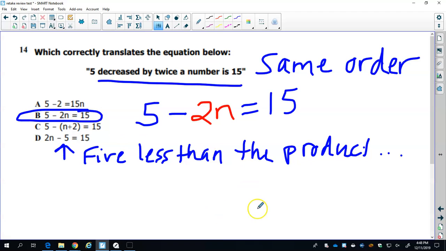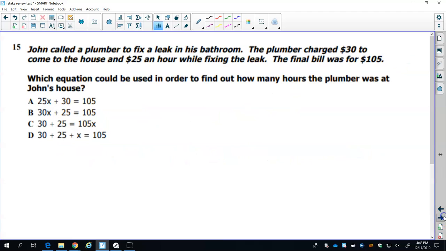Last problem. Okay, word problems. John called a plumber to fix the leak in his bathroom. The plumber charged $30 just to come to the house and $25 per hour. The final bill was $105. So the question that we're asking is how many hours the plumber was at his house.